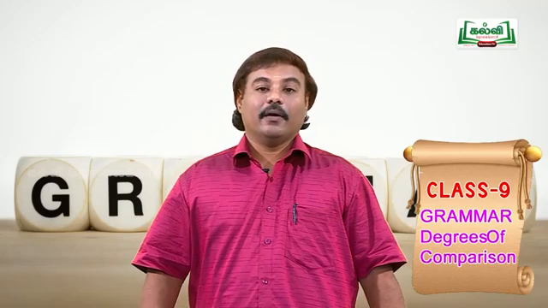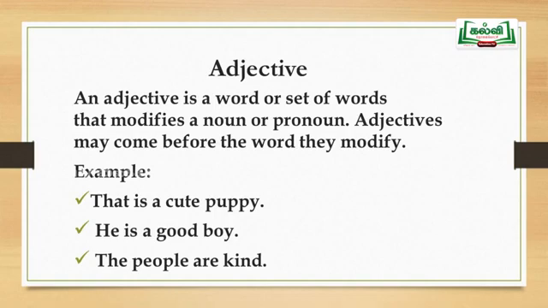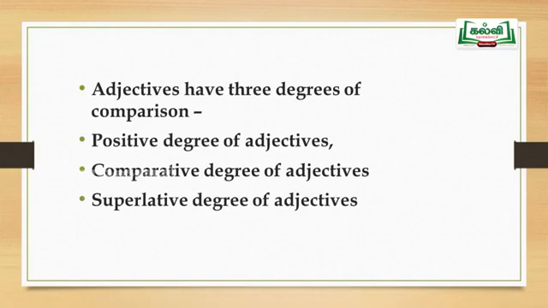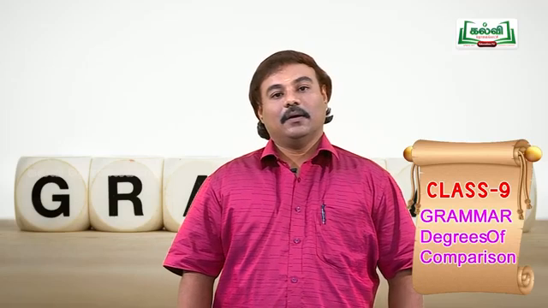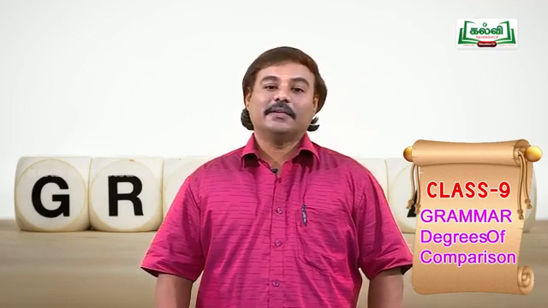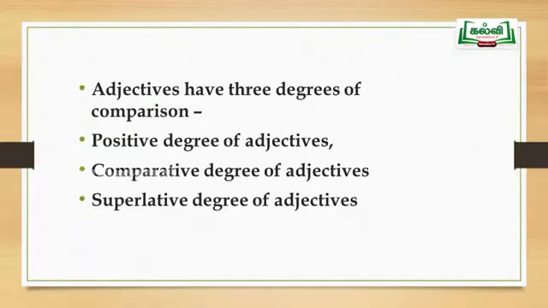He is a good boy. Which is the adjective there? Yes, good. The people are kind. Which is the adjective there? Kind. Okay, very good. Now, adjectives have 3 degrees of comparison. What are the 3 degrees of comparison? Positive degree of adjectives, comparative degree of adjectives, and superlative degree of adjectives.